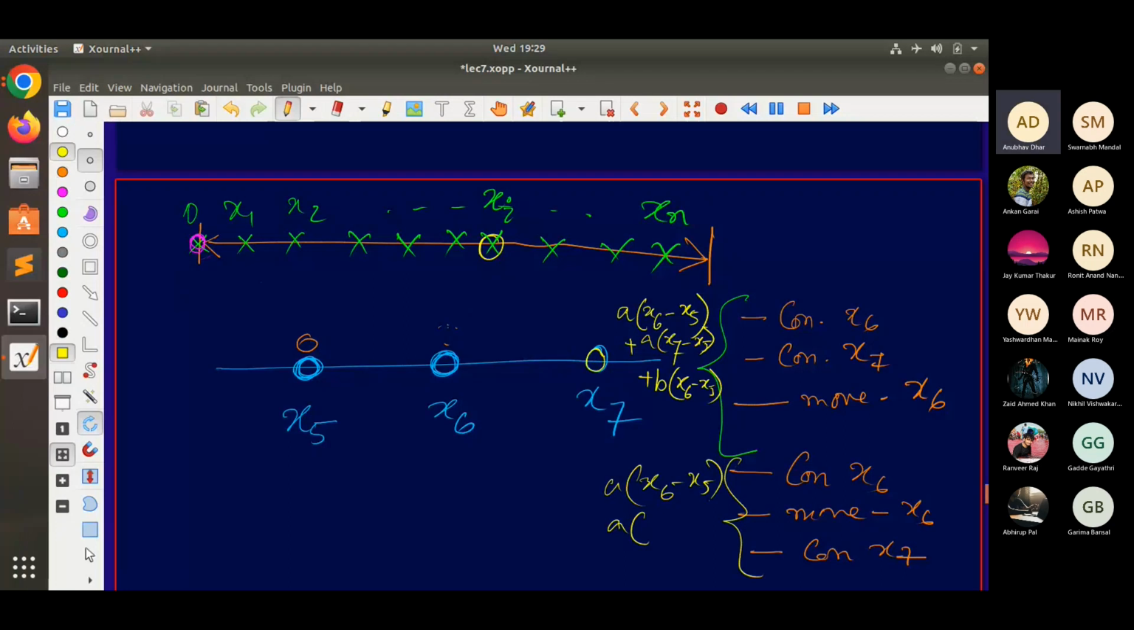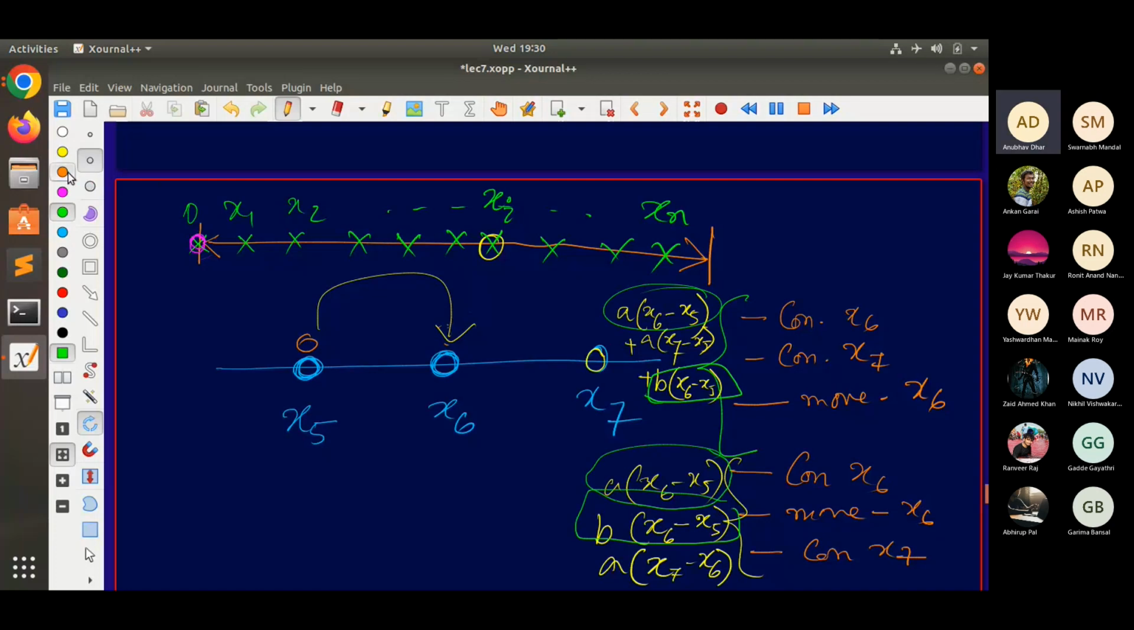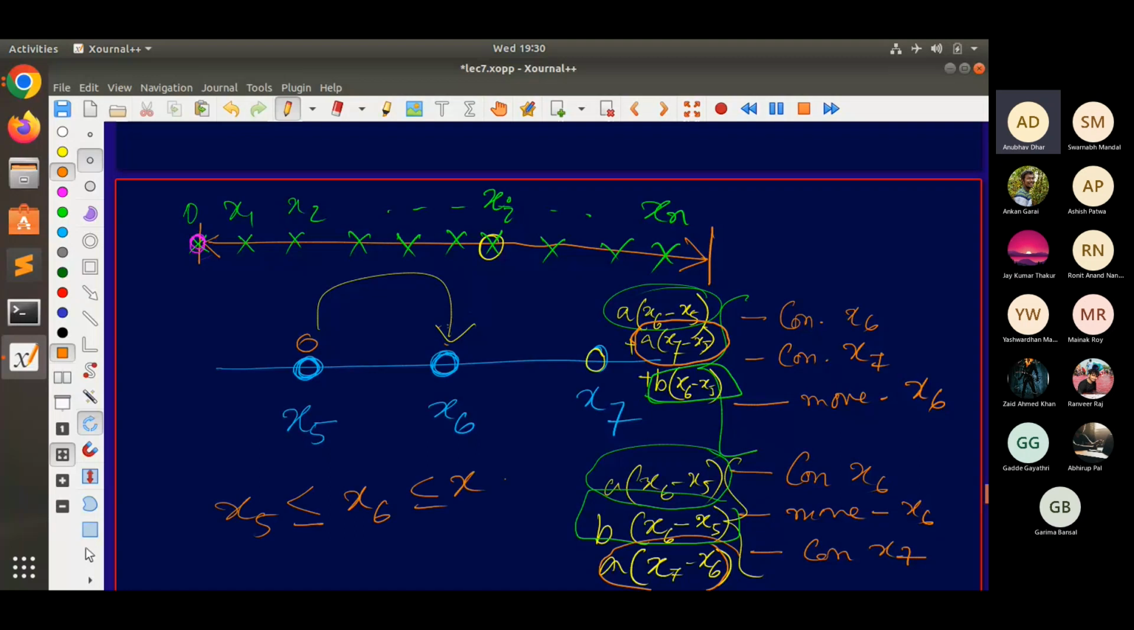Coming back over here, it's x6 minus x5, then you're moving your capital to x6, which would basically mean x6 minus x5, but the coefficient would be b. And now your capital is at x6. This means that the cost of conquering x7 is x7 minus x6, not x7 minus x5. Now you check that this term is same as this term. But this particular term is greater in the previous set of moves than this particular one, because of the simple sequence that is given to us, that is, xi's are in strictly increasing order.